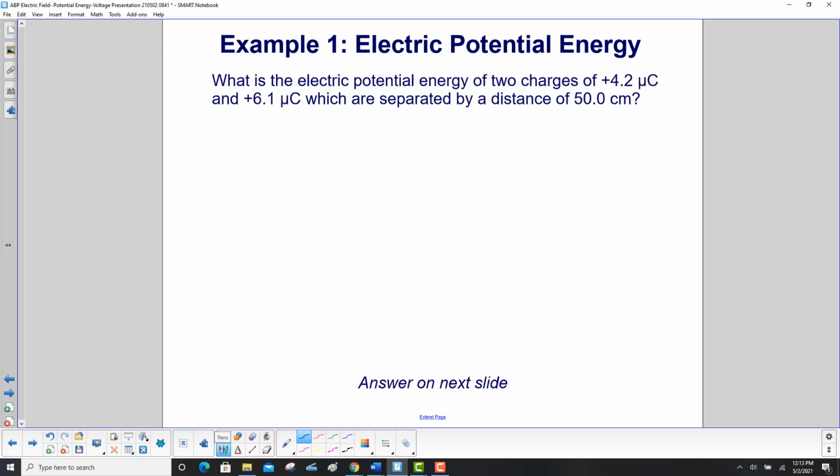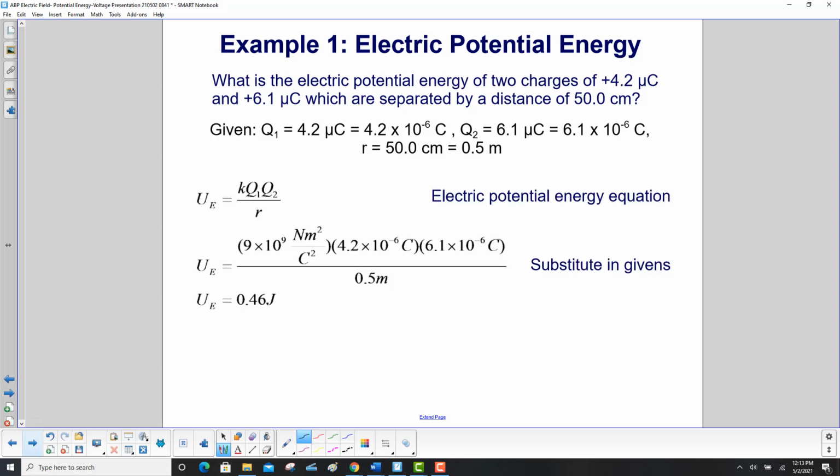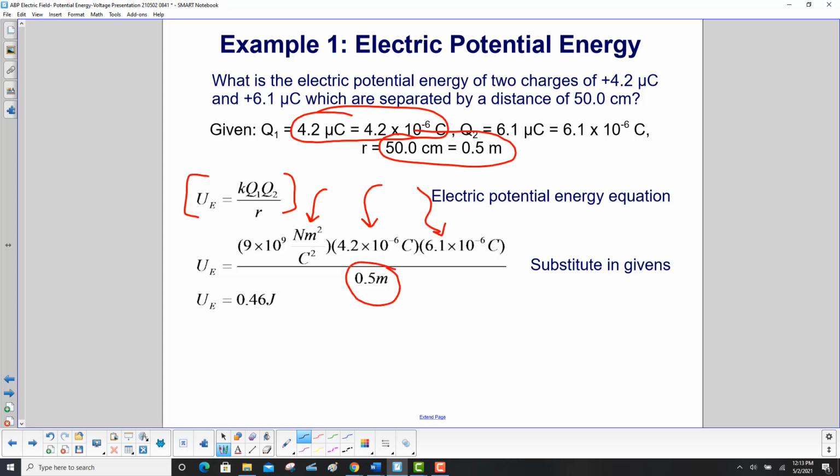Example 1. What is the electric potential energy of two charges of 4.2 microcoulombs and 6.1 microcoulombs, which are separated by a distance of 50 centimeters? List the givens and be careful to convert microcoulombs to coulombs and centimeters to meters. So here's our electric potential energy equation, KQ1Q2 over R. Put in Coulomb's constant, the Q's in terms of coulombs. Here's our distance. Now remember, we don't square the distance this time. And we get a potential energy of 0.46 joules.